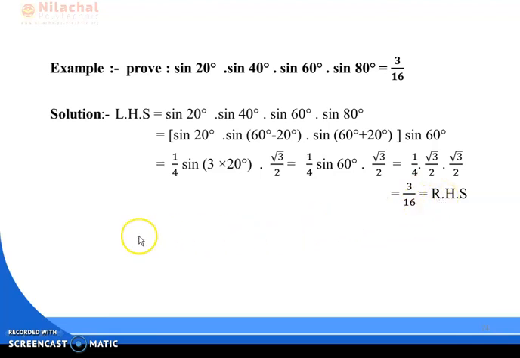We just found the value of this question. This is 3 by 16, and we used the special formulas. What are the formulas? Sin A into sin of 60 degree minus A into sin of 60 degree plus A equals sin 3A by 4. In this way, cos A into cos of 60 degree minus A into cos of 60 degree plus A equals cos 3A by 4. In this way, tan A into tan of 60 degree minus A into tan of 60 degree plus A equals tan 3A. In this way, we find out the formulas and we use these formulas.